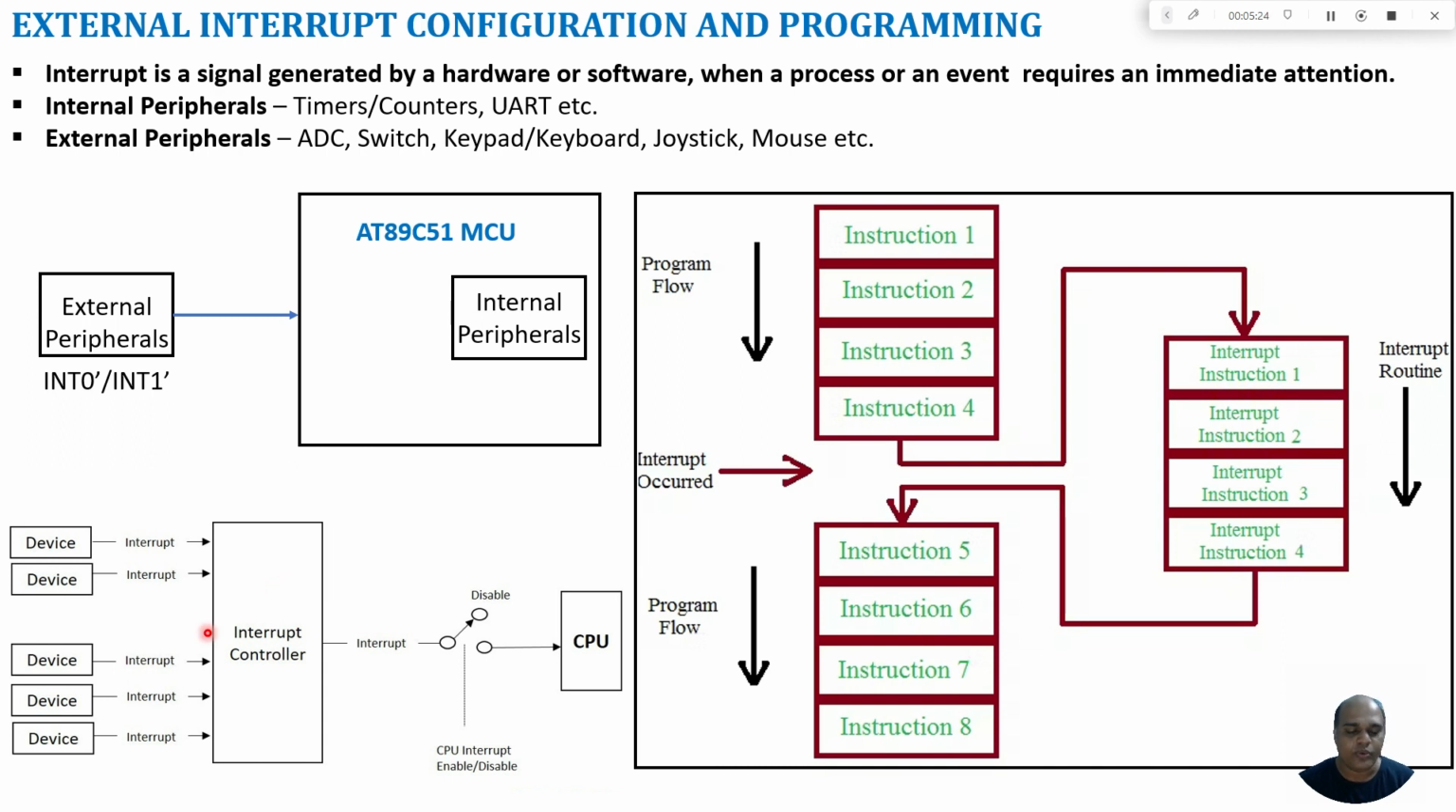In order to do that, we have an interrupt controller. The interrupt controller accepts all the interrupts and a priority is set for each and every interrupt. Depending upon the priority, the interrupt controller gives an intimation to the CPU to execute a particular ISR. So the interrupt controller makes a decision and gives an indication to the CPU about which interrupt should be serviced.